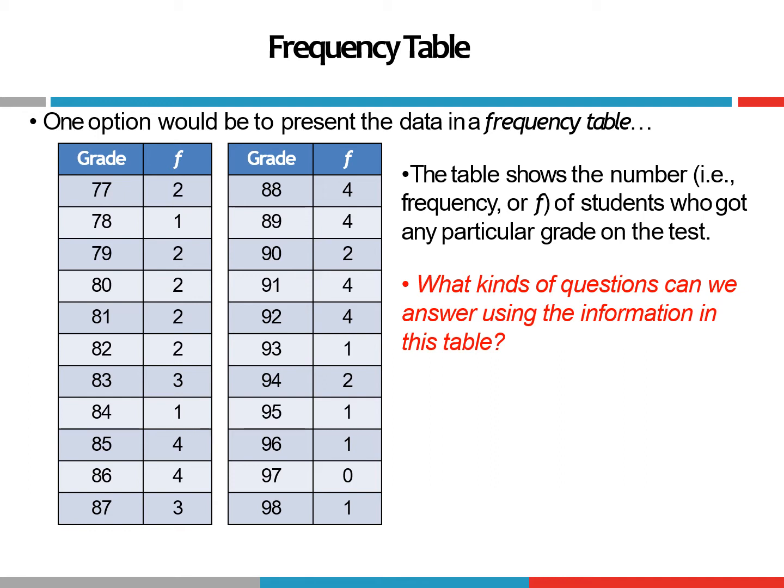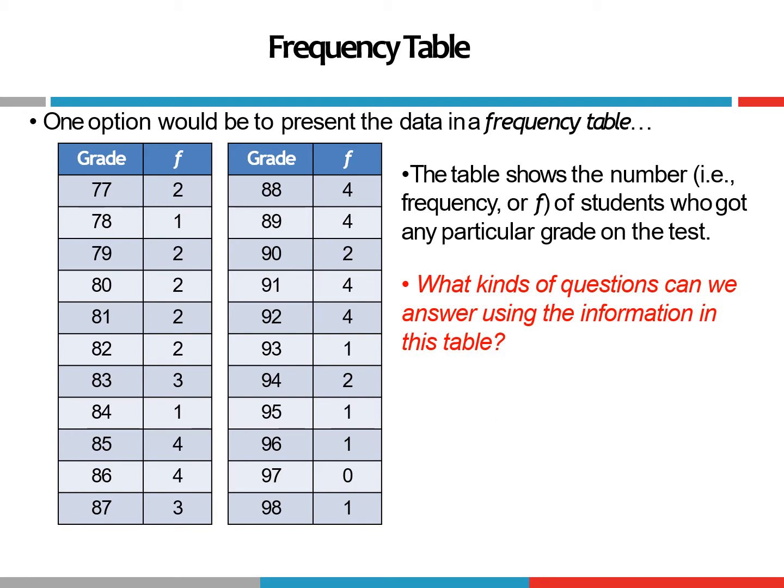It also gives us a sense of what the average score might be, right? And if we didn't know that there were 50 students in the class, we could find out the total number of students simply by counting the numbers in the frequency column. And we could also calculate the proportion of students that got a particular grade, right?